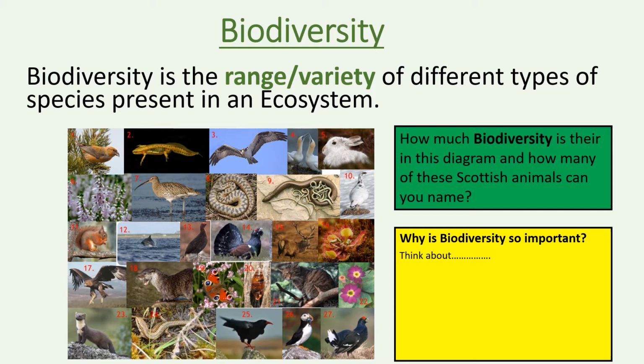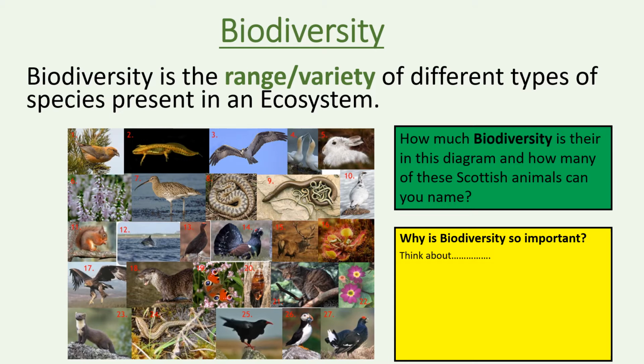So how much biodiversity is there in this diagram out of all of these pictures? And how many of these Scottish animals can you name? So pause the video and try to work out what the biodiversity number would be and how many of them you can name. And then the next question is, why is biodiversity so important?